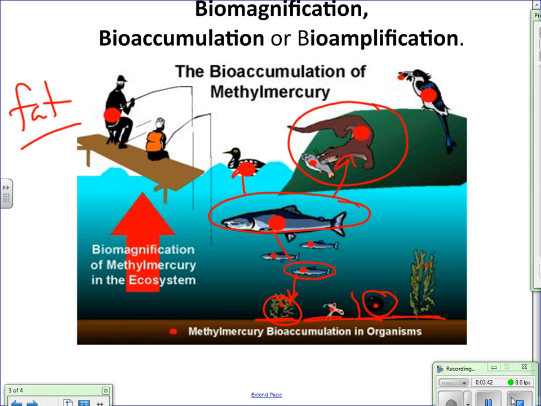Now, where this affects humans, with mercury it directly affects us because as we eat fish, that could contain even the smallest amount of mercury. Imagine how many fish you'll eat in your lifetime. And so over time, that mercury is going to build up until it reaches a toxic level. So that concept there, the buildup of toxins from trophic level to trophic level, that's biomagnification, bioaccumulation, or also called bioamplification. All three can be used interchangeably, remember.